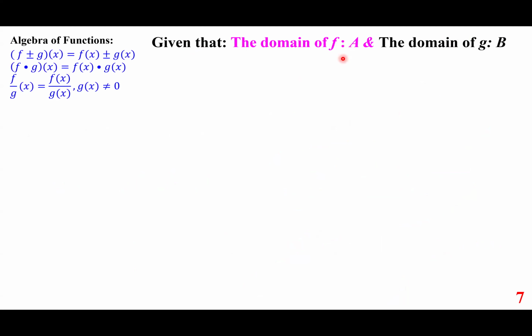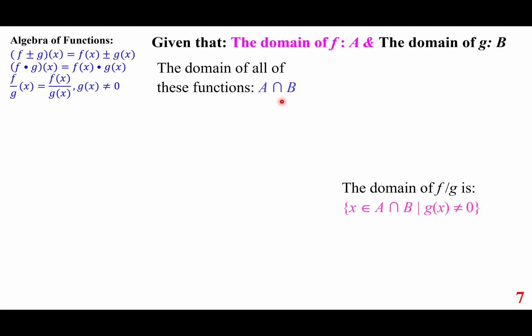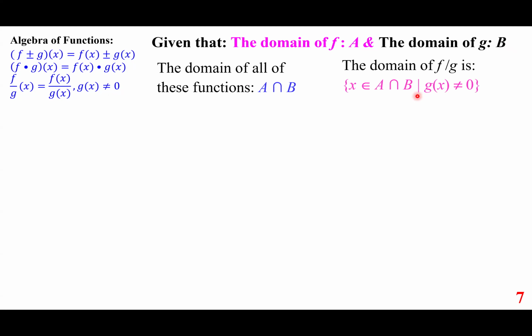Given that the domain of f is a and the domain of g is b, the domain of all of them is a intersection b, except the last one. It's even smaller. X is an element of a intersection b, but g can't be 0.